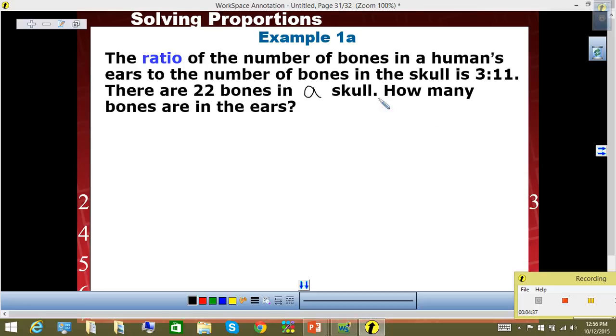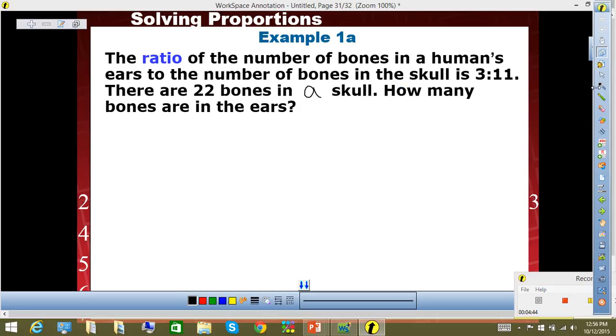It says, the ratio of the number of bones in a human's ears to the number of bones in the skull is 3 to 11. When you get to these kinds of problems, to get organized, start with a color and find out what is the first piece of information that they mention. They mention bones in the ears, I'm going to do that in red. And the second piece of information is bones in the skull. I'm going to do that with green. Why do I underline that? Because I'm trying to highlight things so that you can see how this is set up.